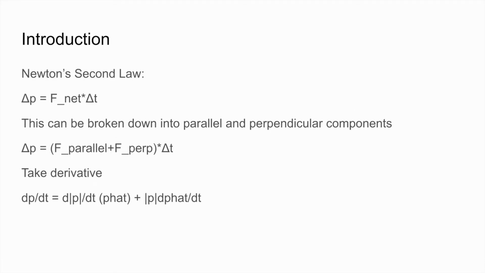This is my lab report for lab 3 black hole. For the introduction, the main formula used is Newton's second law, which is the change in momentum is equal to F net times delta t, and this can be broken down into parallel and perpendicular components.